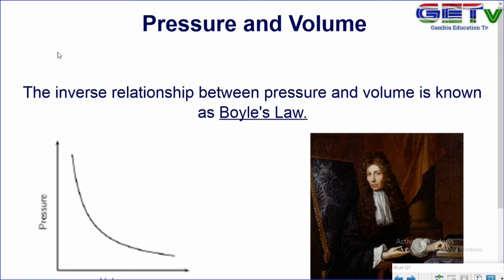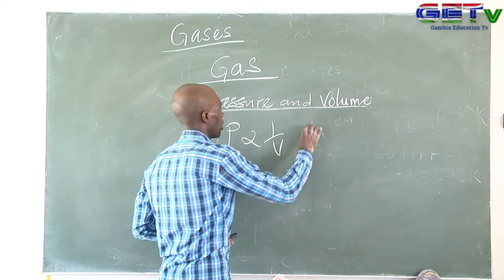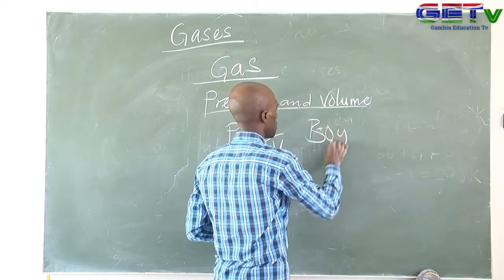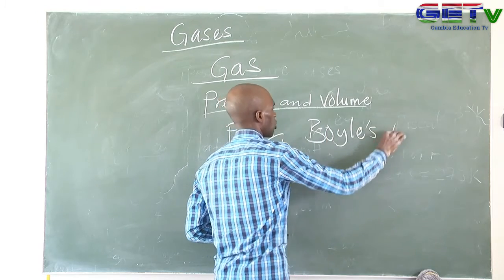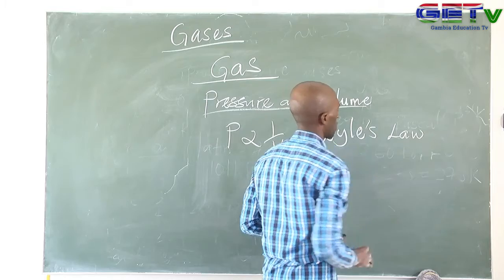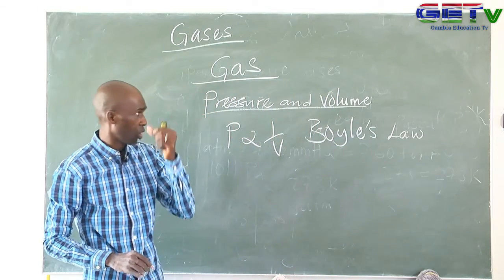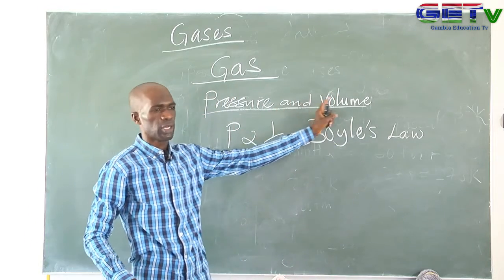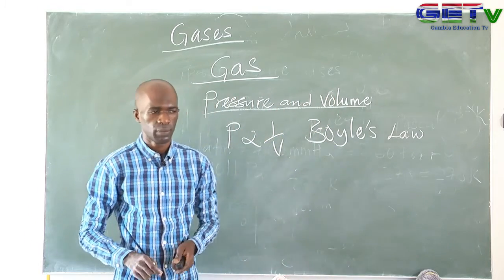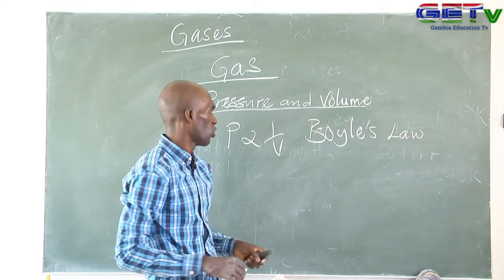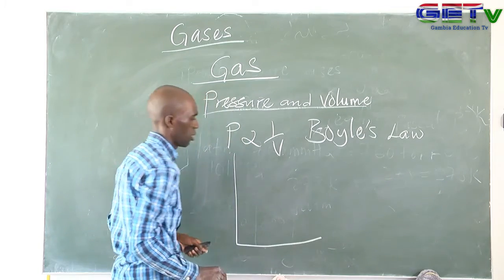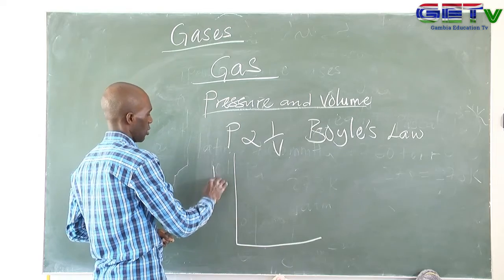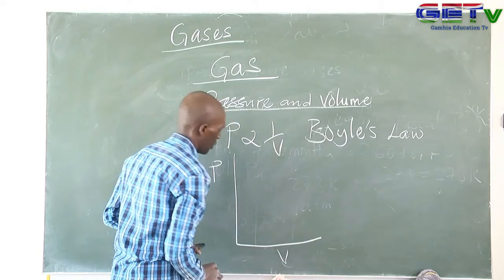So this relationship is studied by a scientist called Boyle, and we call it Boyle's law. Okay. So Boyle's law looks at the relationship between pressure and volume. And he used a graph to represent the relationship. That is P and V.